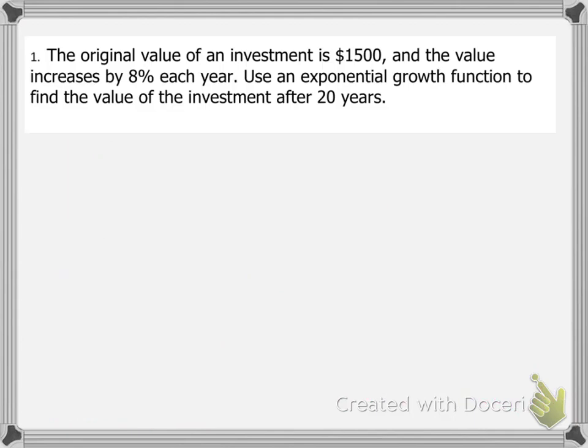Let's do an example. The original value of an investment is $1,500, and the value increases by 8% each year. Use an exponential growth function to find the value of the investment after 20 years. Okay, so each one of these is given to us. Now we've got to figure out what to do. It's increasing at a rate of 8%, so this is an exponential growth. That means I'm going to use this formula.